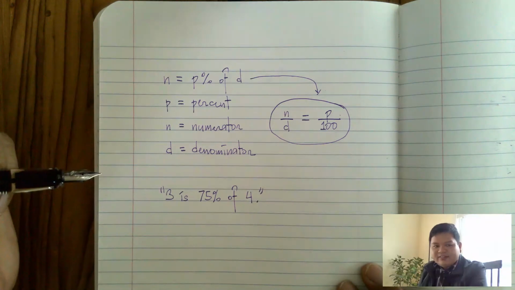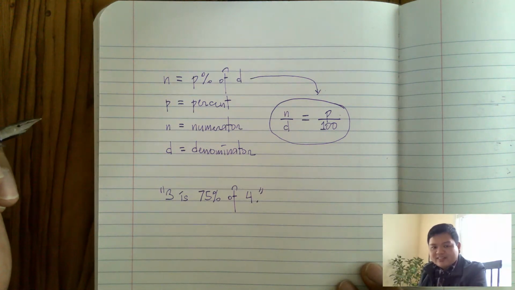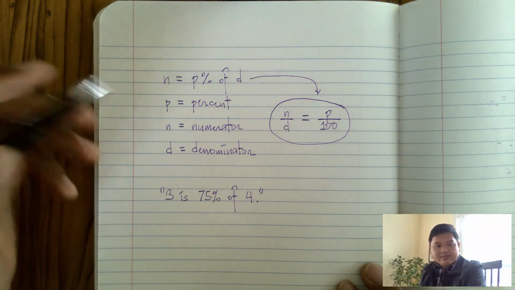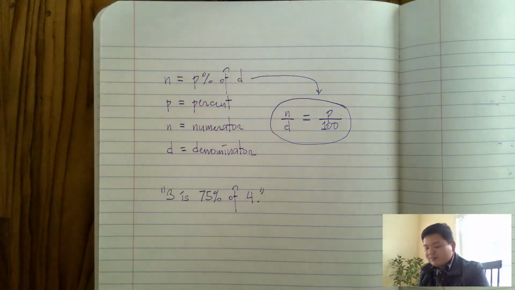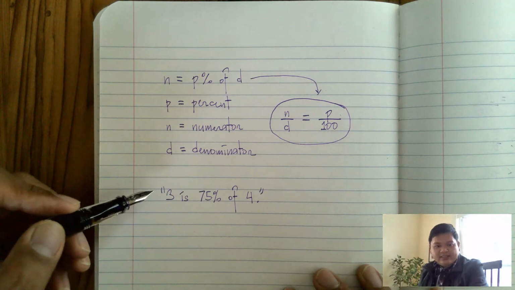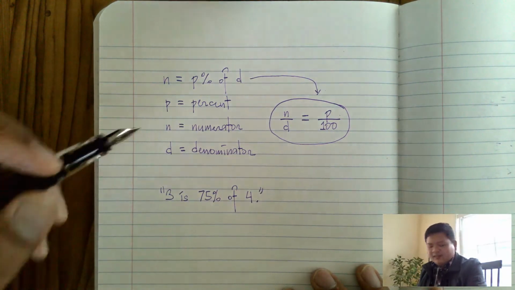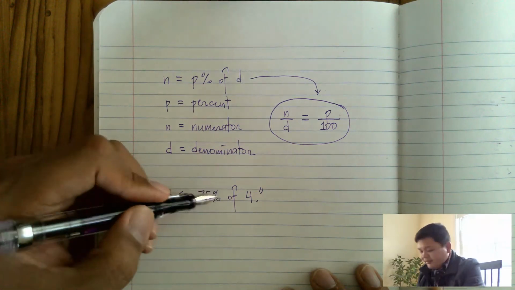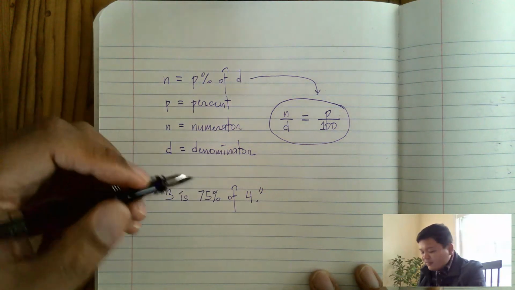Notice that there are 3 variables in the percent proportion. This means that each percent proportion problem involves 3 numbers. Let us first look at a percent proportion with no unknowns, with no variables, if you will. This one. 3 is 75% of 4. The number 75 is marked with the symbol percent, as you can see here. So this must be the percent.